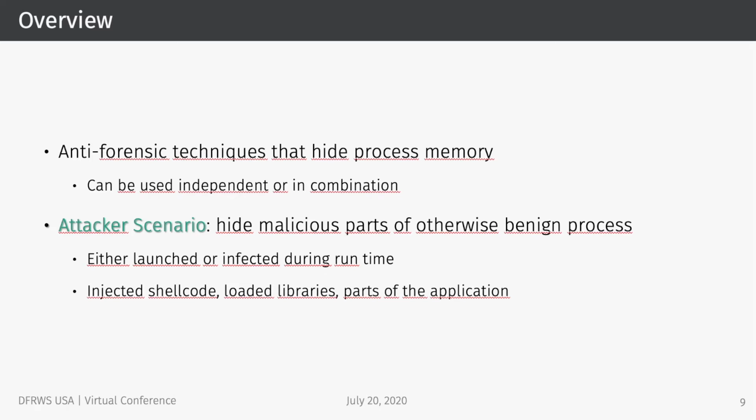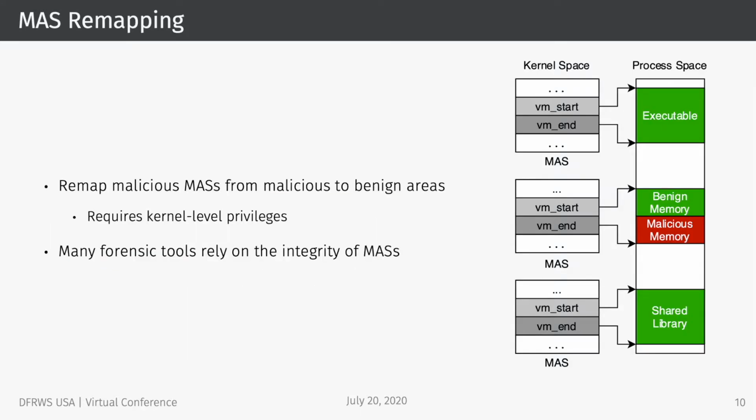For a quick overview, all of our techniques are capable of hiding parts of process memory and can either be used independently or in combination. Our attacker scenario comprises a process that intends to hide malicious parts of its memory, either being launched or infected during runtime. The malicious memory per se could contain injected shellcode, dynamically loaded libraries, or simply parts of the original application.